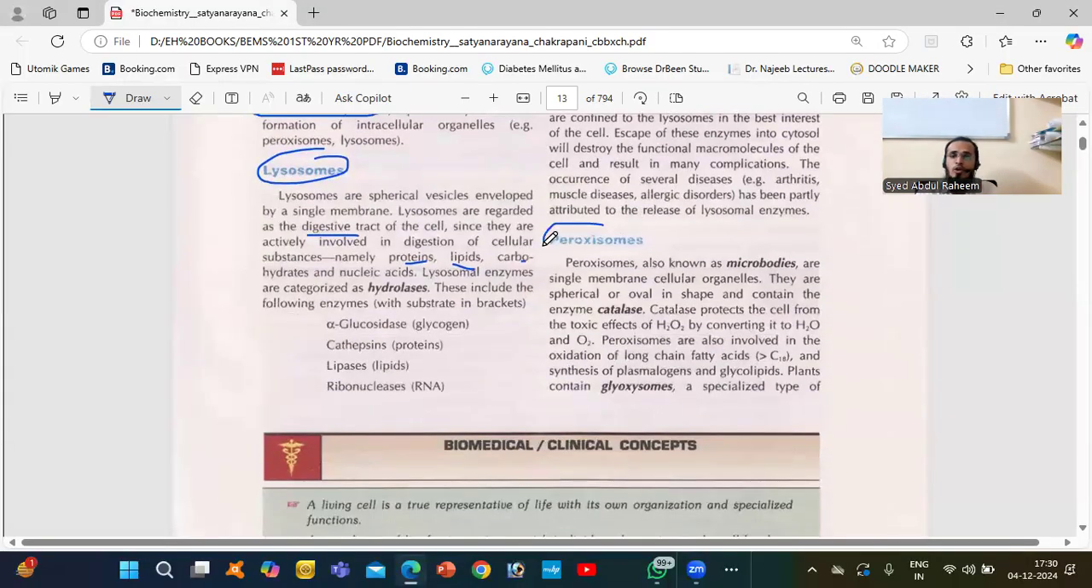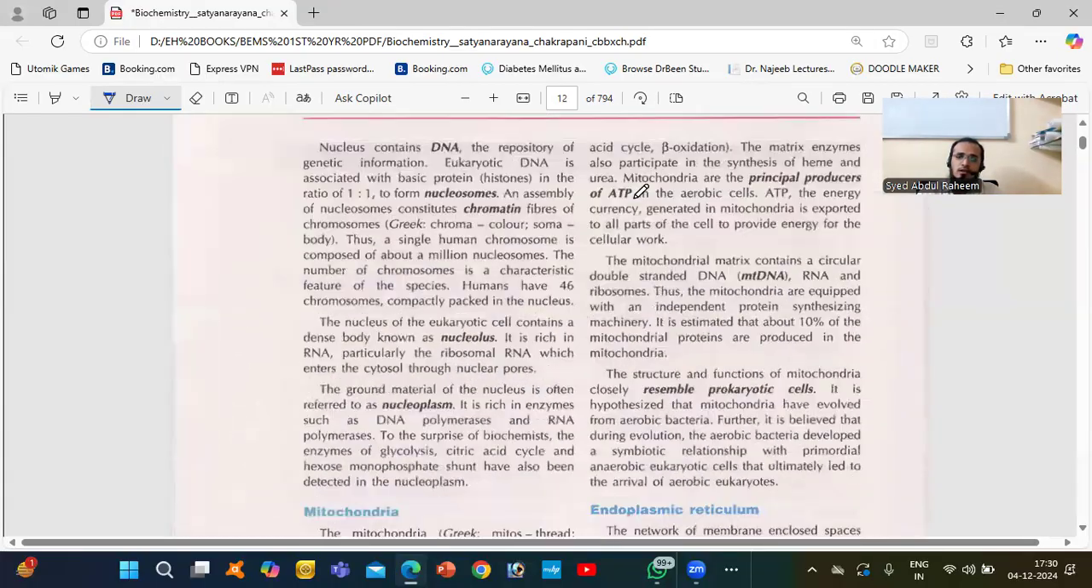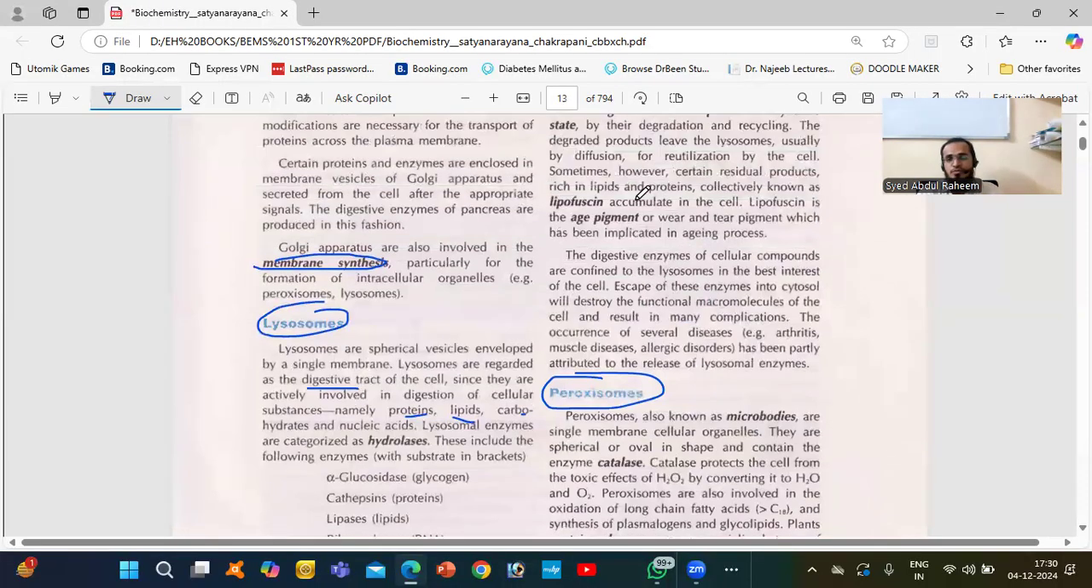Next is peroxisomes. Every cell has these organelles present, and they will do their function. Only then will the natural environment present in the cell be maintained. So this is the thing we have to remember. Next, we talked about Golgi apparatus, endoplasmic reticulum, and lysosome.